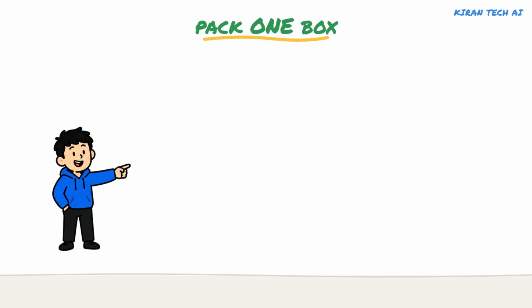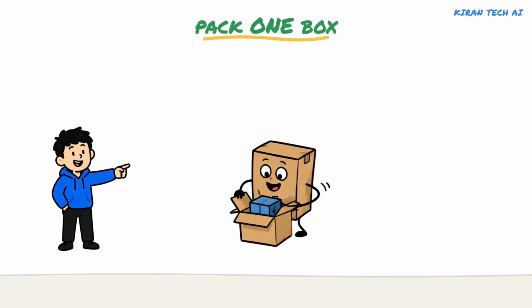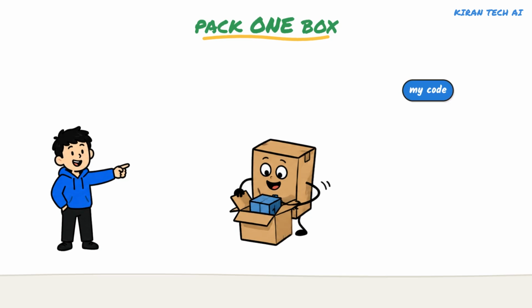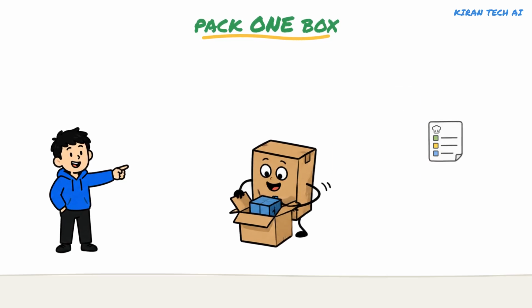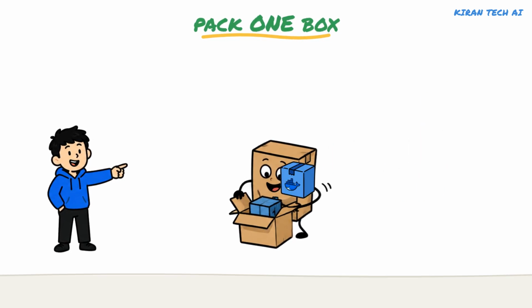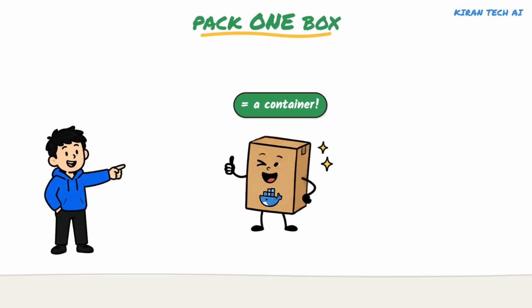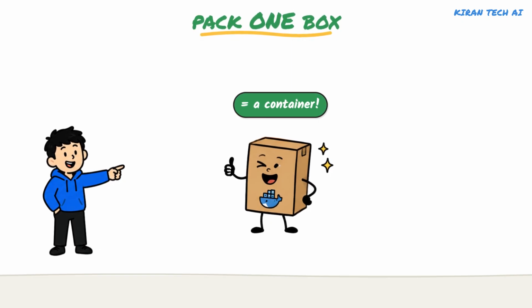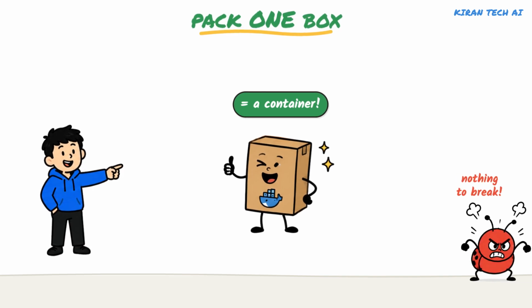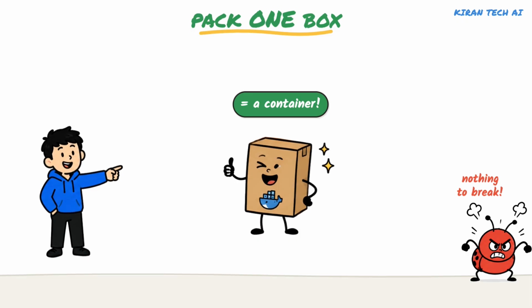So here's Boxy's promise. Stop carrying your app's pieces around separately. Instead, pack the code, the libraries, the settings, that whole messy cloud into one single box. That box is called a container. And inside it, your app always sees the exact same world. Everywhere. And Buggy absolutely hates this, because now there's nothing left for him to break.